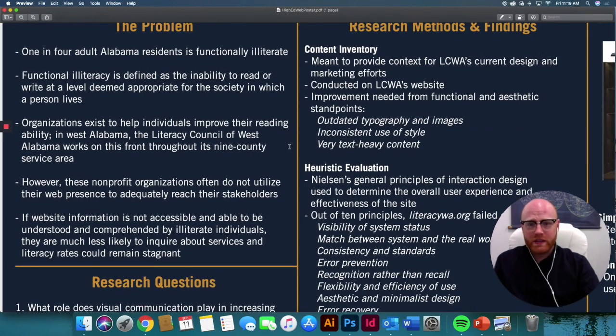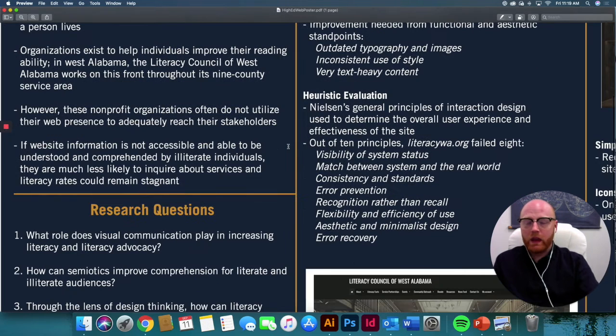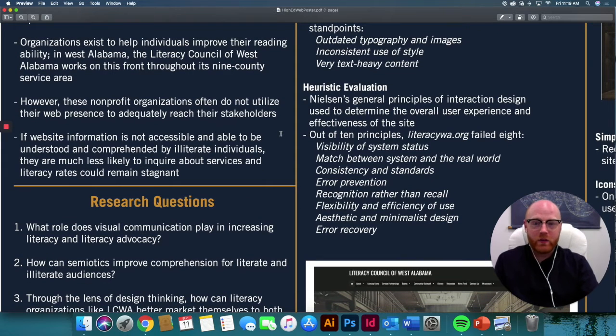Generally, there are organizations that exist to help these individuals increase their literacy rates, but a lot of times they're not able to do their best at UX or UI or even promoting themselves to get people to look at their website. And a lot of times they're not necessarily reaching those stakeholders as well as they can. And again, if website information isn't accessible to those individuals, what's the point?